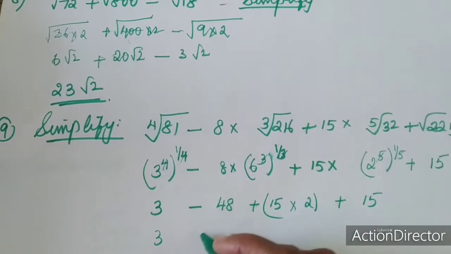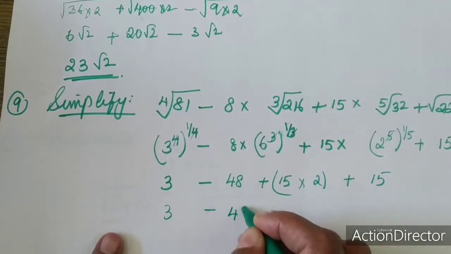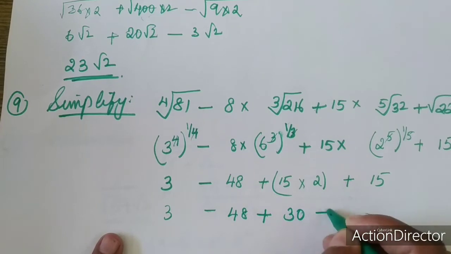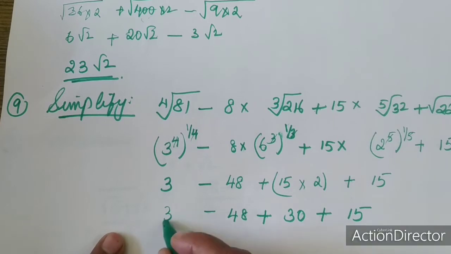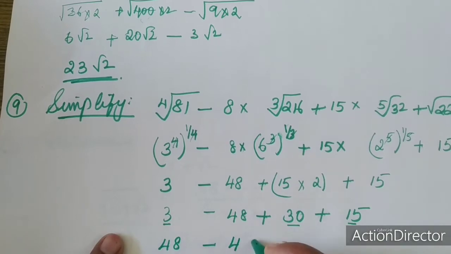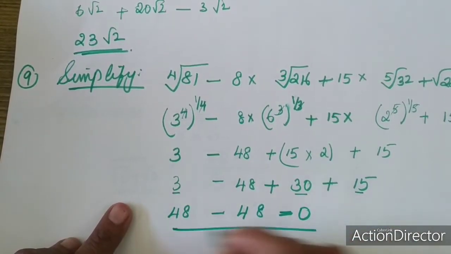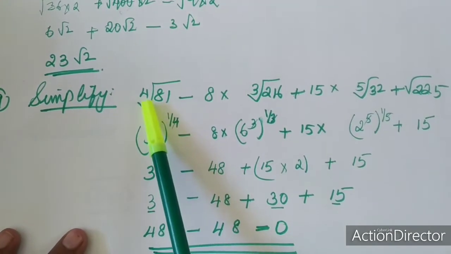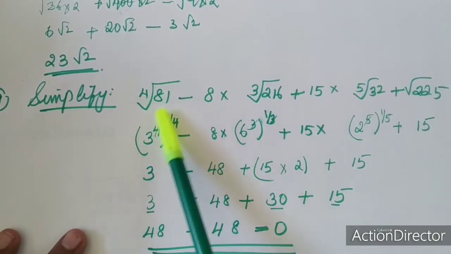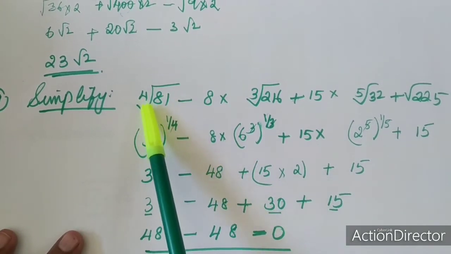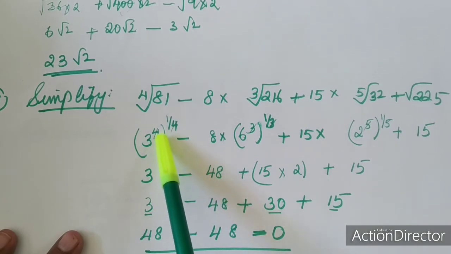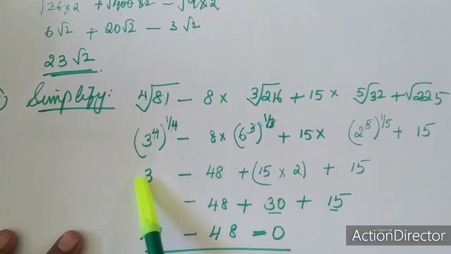So it is 3 minus 48 plus 30 plus 15. When you add 3, 30 and 15, I will be getting 48. So minus 48, my answer will be equal to 0. So this sum is very easy. When you observe any root over here, try to express the number given in the root, whether 4th root or 3rd root, whatever it may be, as the same power so that it will get cancelled and it will be easy for you to simplify.